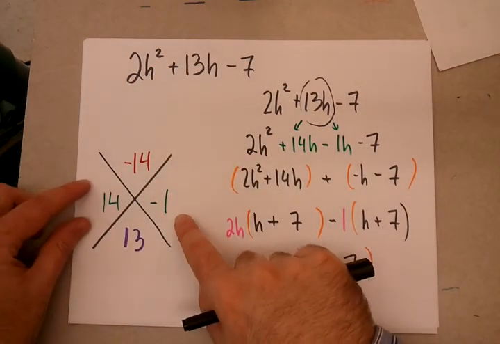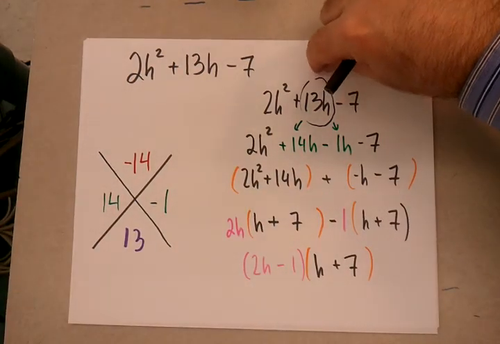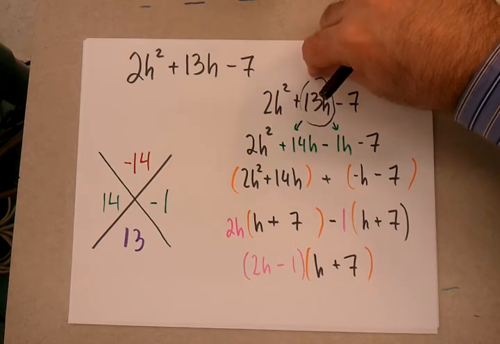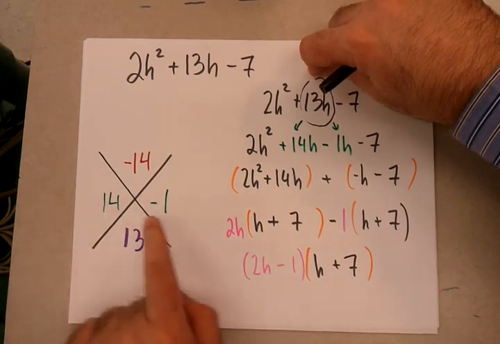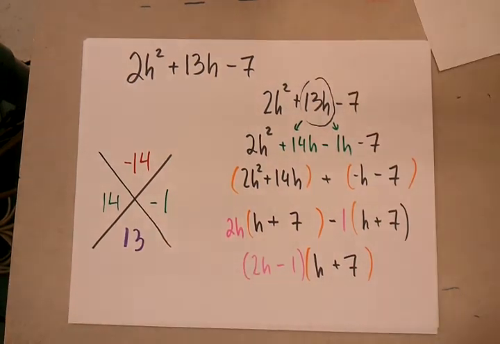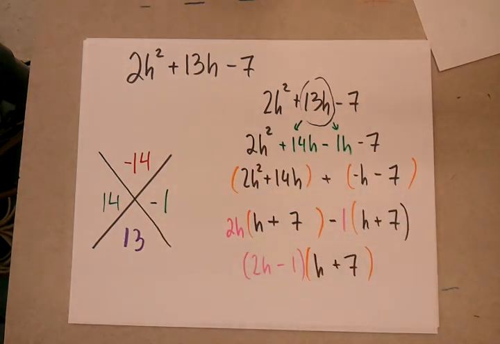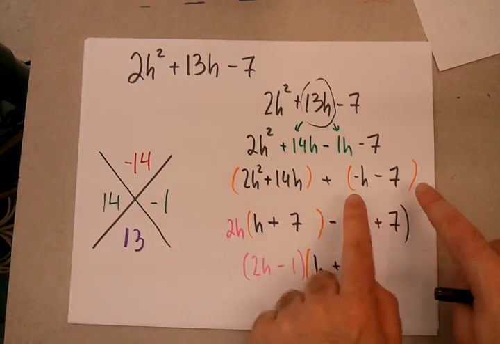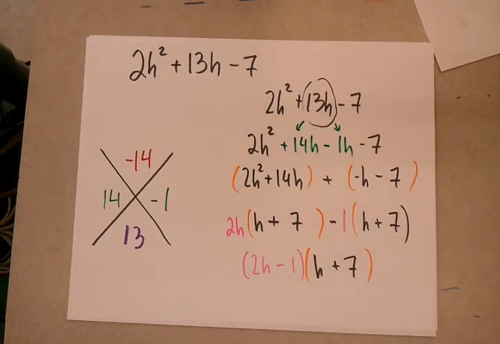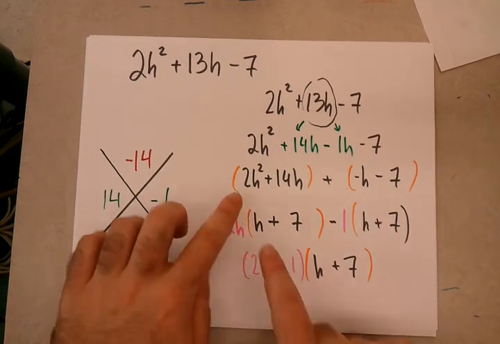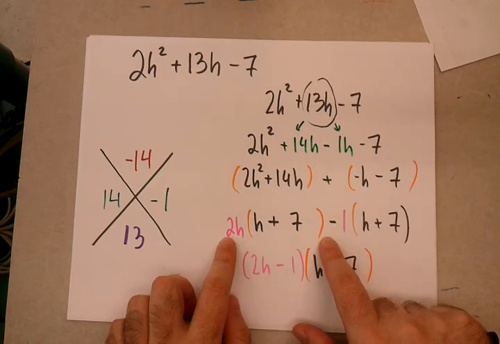And you use these 2 numbers to split that middle term. So the middle term goes from 13h to a 14h and a negative h. Then now you have 4 monomials. 1, 2, 3, 4. You separate them into groups of 2. The first 2 go together, the other 2 go together. And then in each group you factor something out. You start with this one, factor out what you have.